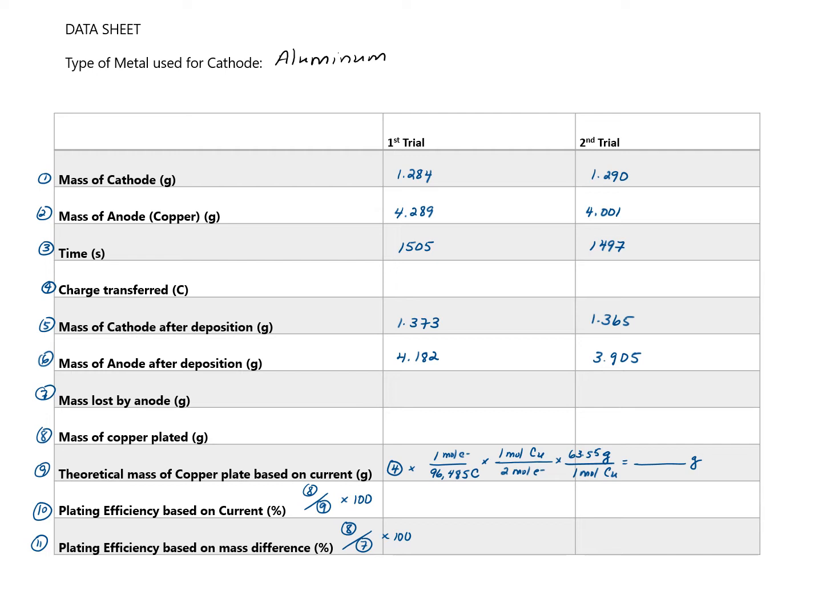Another thing that we need in order to complete the calculations is the number of amps that we're using as the current in the power supply. For this experiment, we're using the power supply and the voltage is set at 3 and the current is set at 0.2.